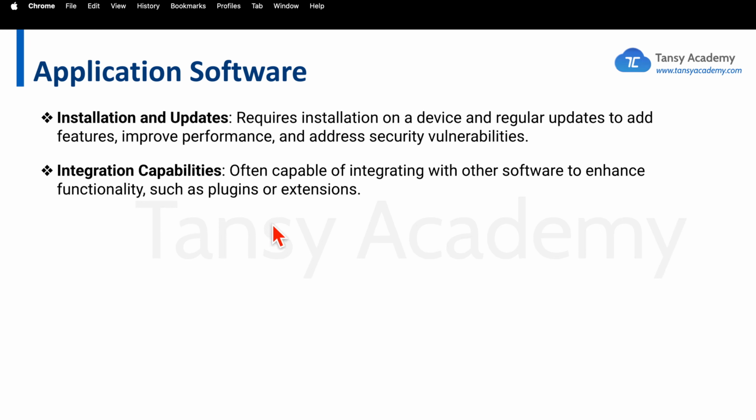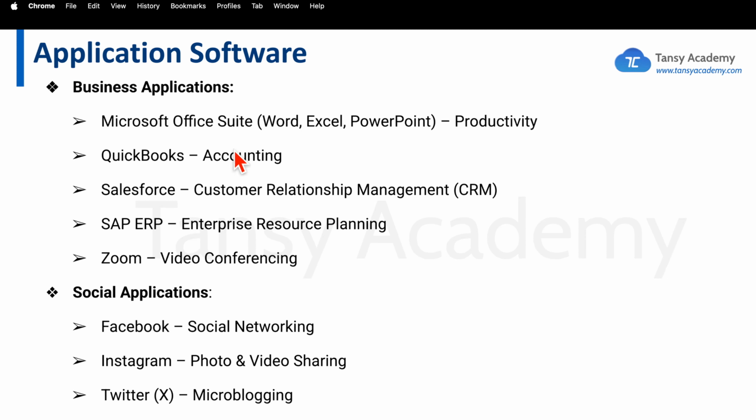So that is called integration capabilities. These are the samples of application software. Business applications: as software professionals, you will be working mostly on business applications. If you're working for a bank, you will be developing banking software. If you're working for Facebook, you will be developing a social media application. If you are at Uber Eats, you will be developing a food delivery system.